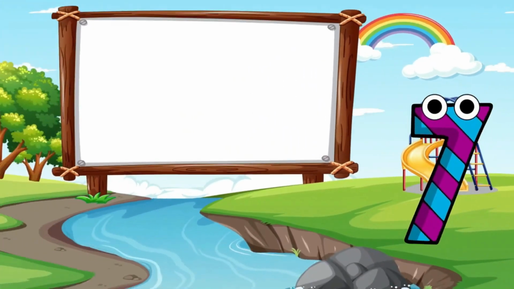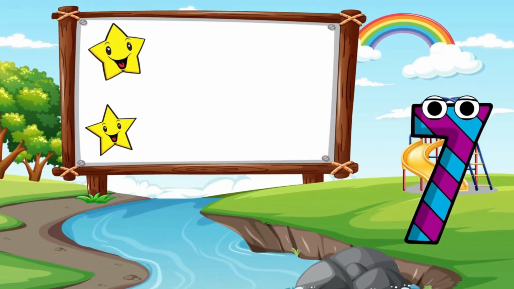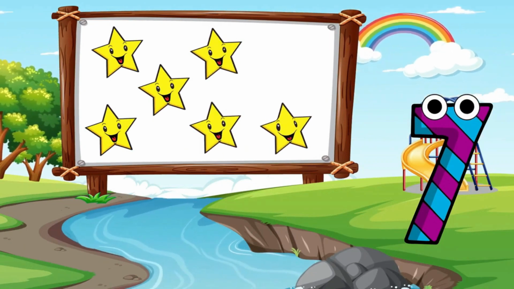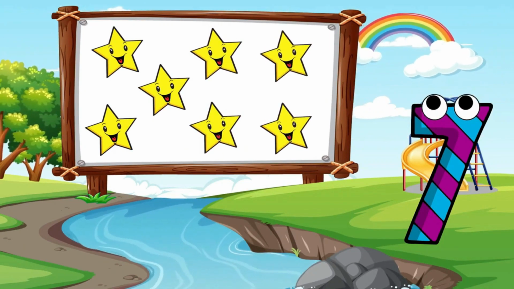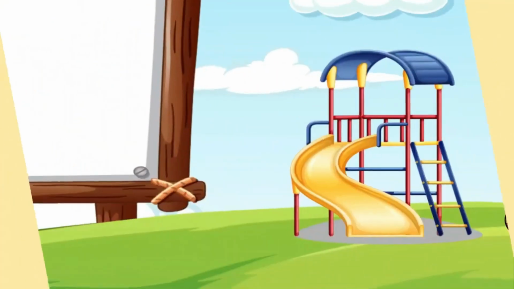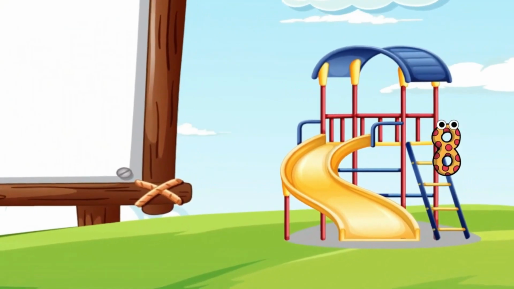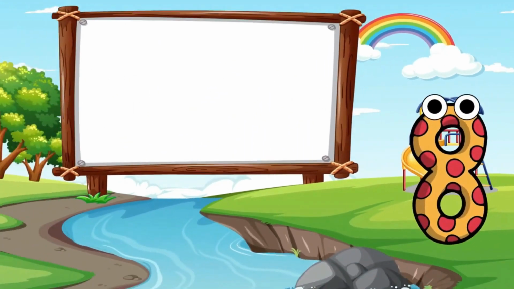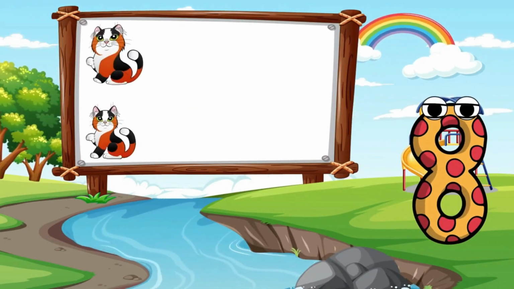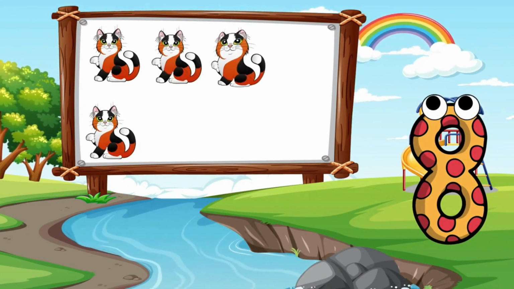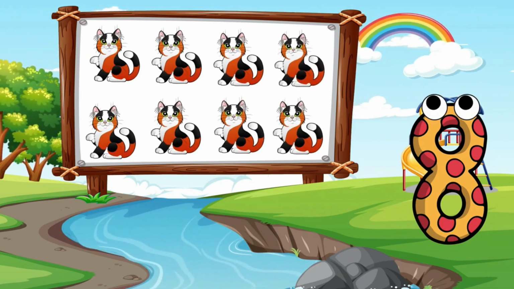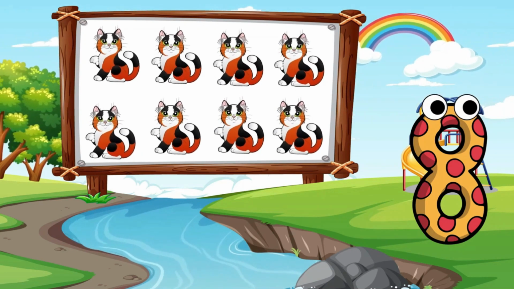Seven. 1, 2, 3, 4, 5, 6, 7. Seven stars. Eight. 1, 2, 3, 4, 5, 6, 7, 8. Eight cats.